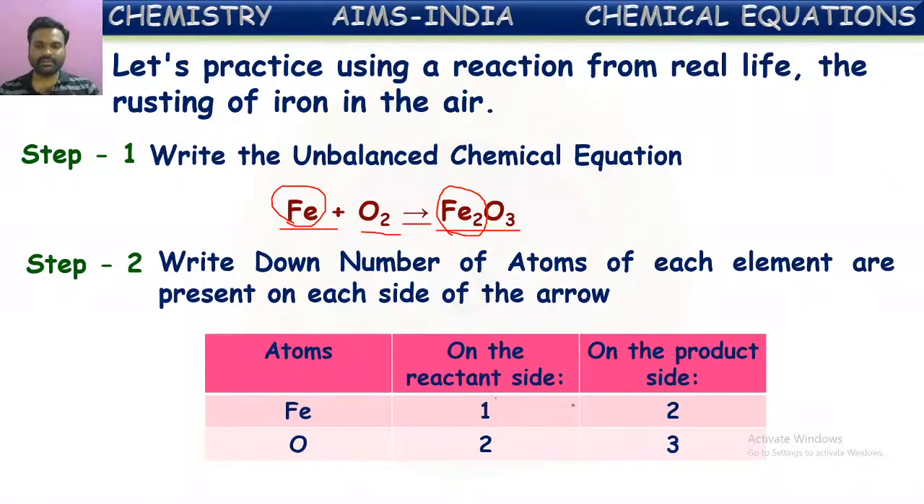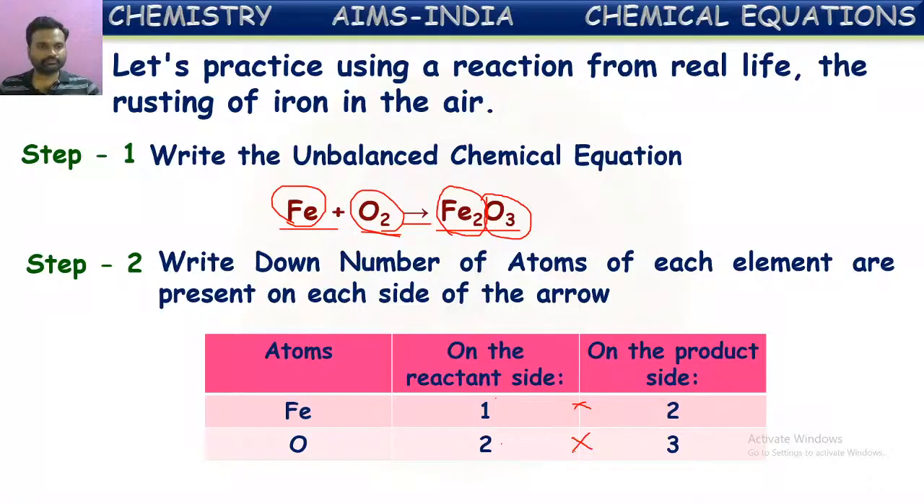So the number of iron atoms is not the same on both sides. If you see the oxygen atoms, there are 2 oxygen atoms on the reactant side. On the product side, there are 3 oxygen atoms. This means the number of oxygen atoms is also not the same on both sides. Hence, it is an unbalanced equation. So we started with a chemical equation which is unbalanced initially, and we calculated the number of atoms of all the elements on both sides. We came to know it is unbalanced.